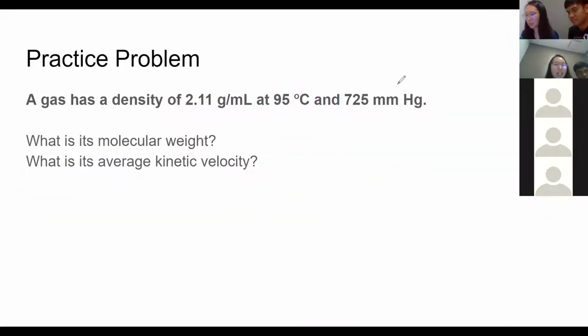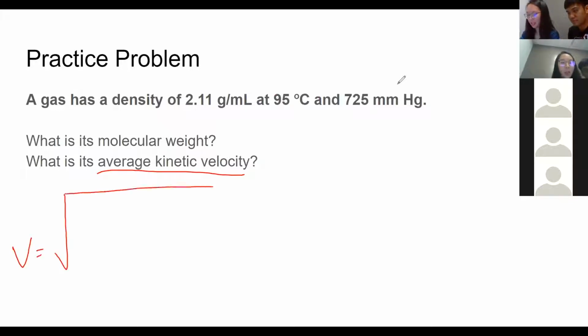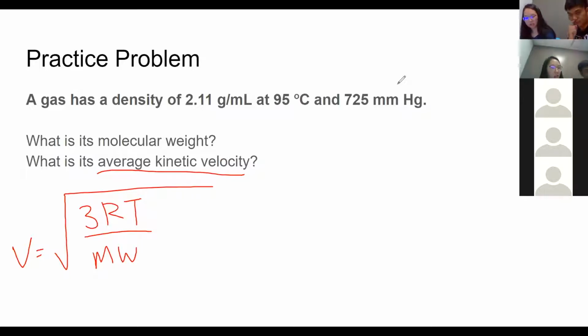Clear. All right, now next, what is its average kinetic velocity? So let's write our equation. V equals the square root of 3RT over the molecular weight. I'm guessing it's going to be super slow.